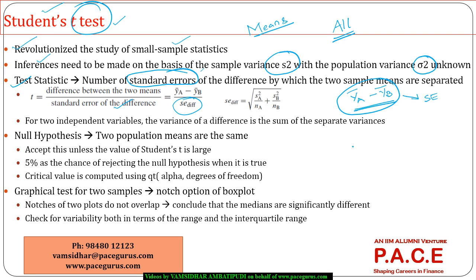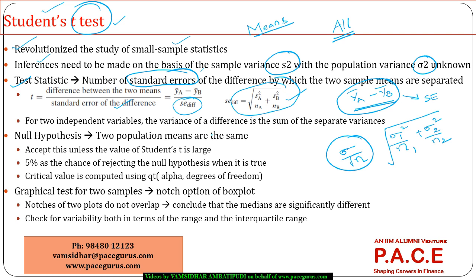And let me tell you, the standard error of the difference is nothing but, if it is only one sample, we said standard error is sigma by root n. But if there are two samples, the same thing, right? The variances, I will add them. The first one has the variance of sigma 1 squared by n1. The second one has the variance of sigma 2 squared by n2. So this is my total variance. I take the standard deviation, giving me the standard error of the total. So I'll use that as SA squared by NA plus SB squared by NB. That is what we are calling the standard error of the differences.